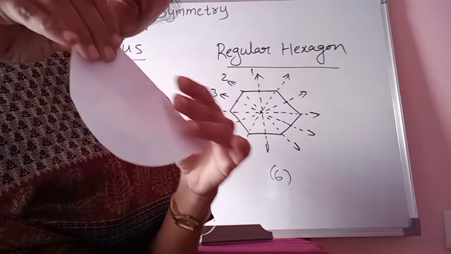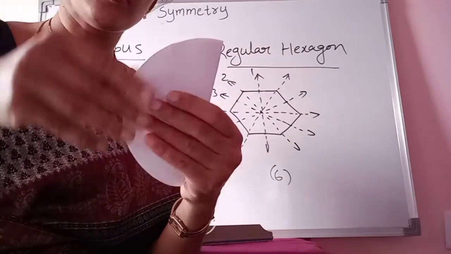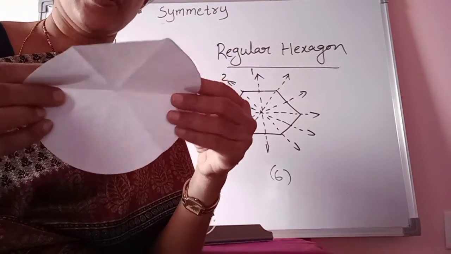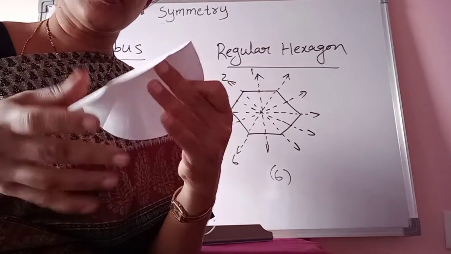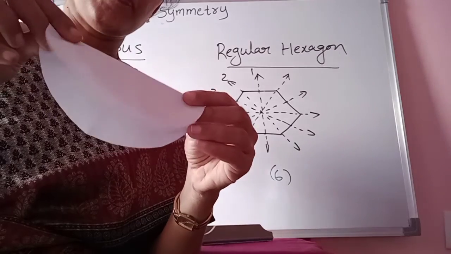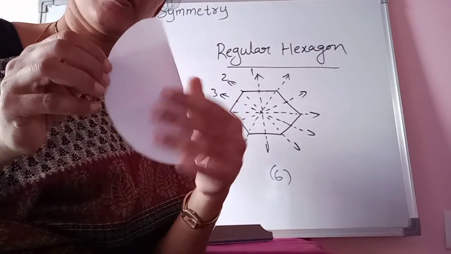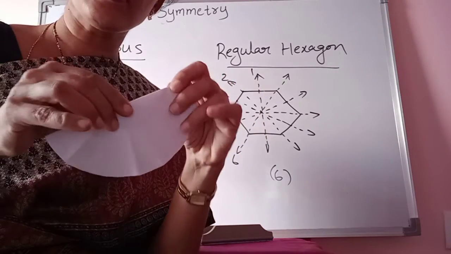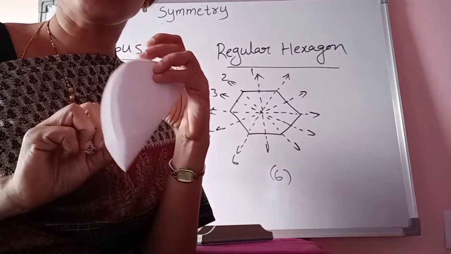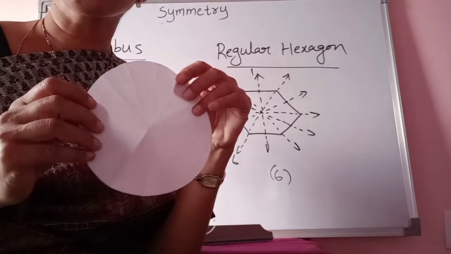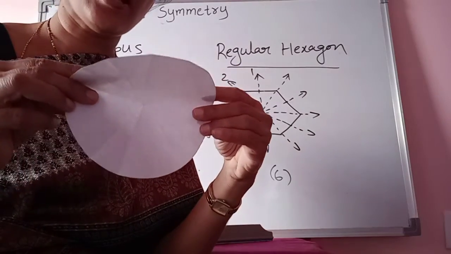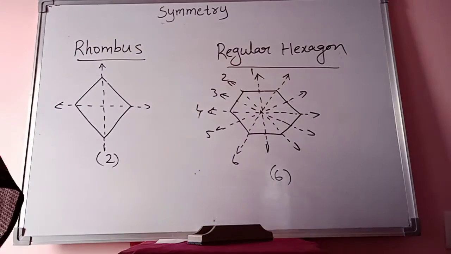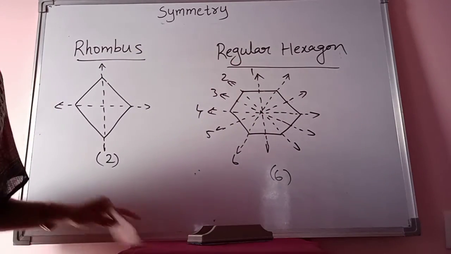Therefore, what do we say from this? We say that a circle has many lines of symmetry. If we take a bigger size circle, we can see there are infinite lines of symmetry. A circle has infinite lines of symmetry. So many, or we use the word infinite. This is about the circle.